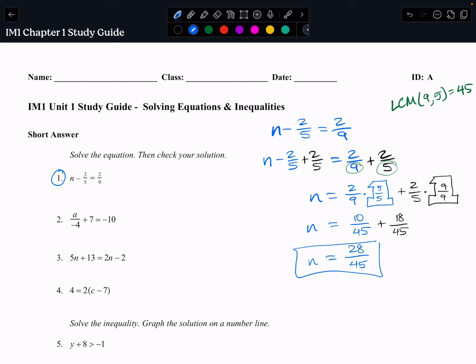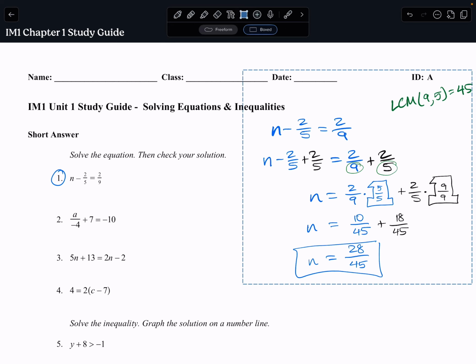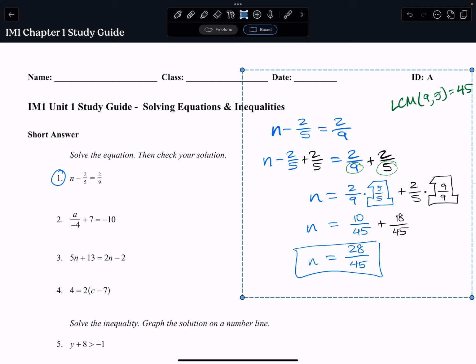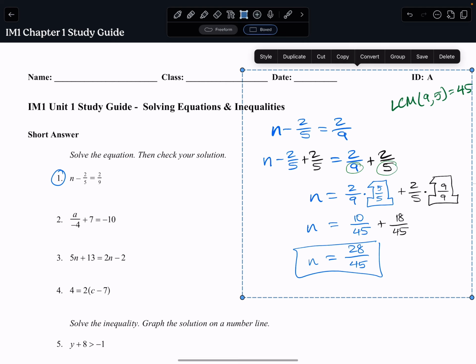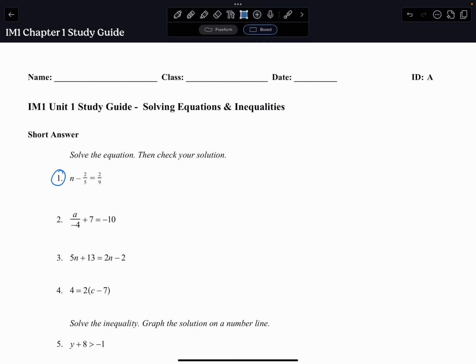Now, you might be saying, hey, I really don't like fractions. I understand that I should get a common denominator, but I really don't want to do that. Well, I have good news for you. Let's delete all of this. Just remember our answer was 28/45, okay? Let's delete that. And I'm going to show you a really cool strategy. It's called fraction busting.